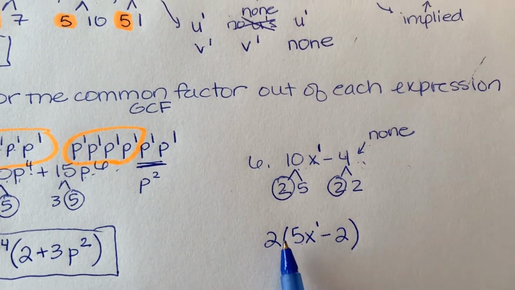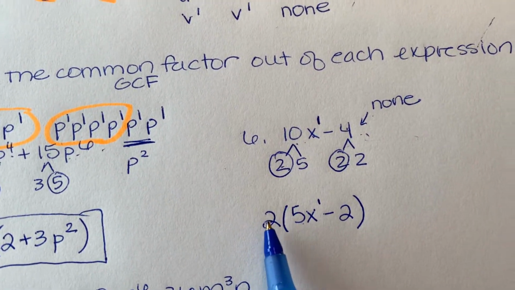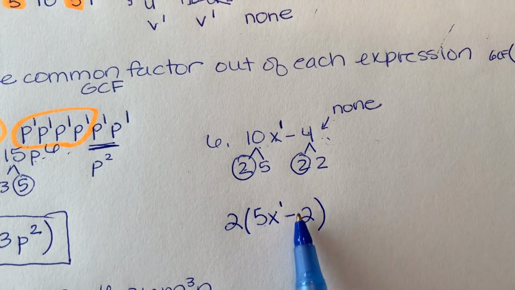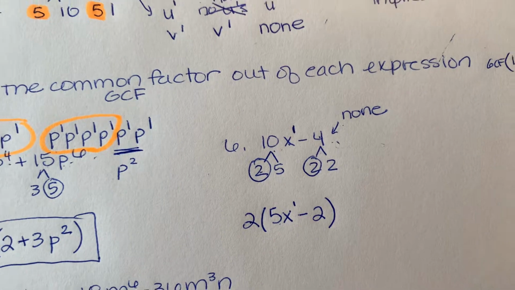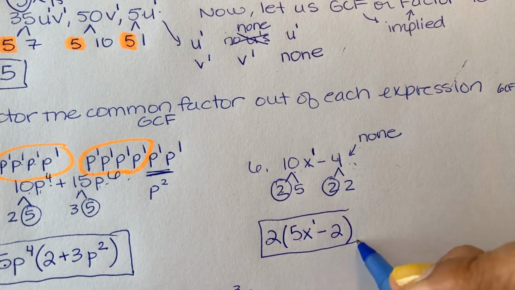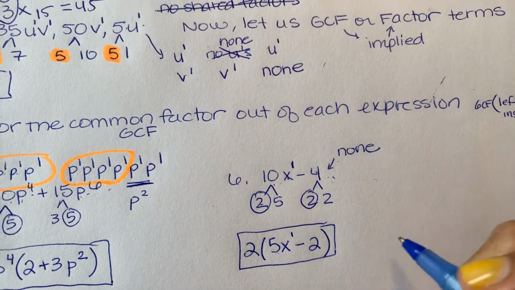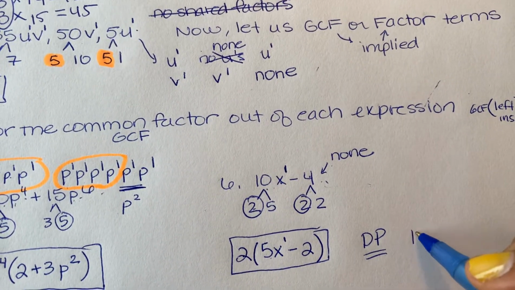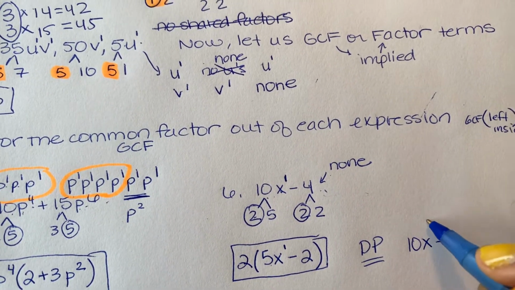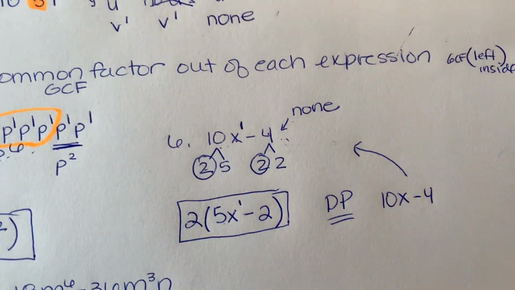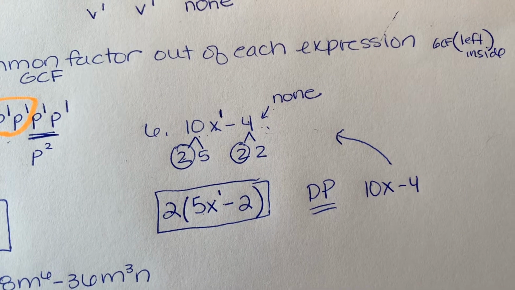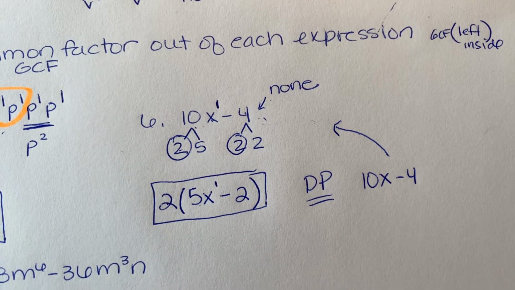And now check. If you were to distribute 2 times 5x, 10x, 2 times negative 2, negative 4. And so that is your check. If you ever want to check your work, just perform the distributive property, and that would give me 10x minus 4, and that gives me the exact same beginning. So I know I did it right. Keep going.